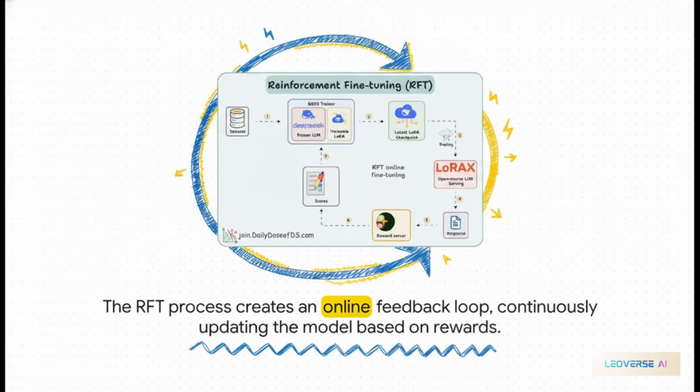Starting at step 4, the model that's out in the wild, our policy, generates a response. Next, at step 5, that response gets sent over to our reward server. At step 6, that server calculates a score. And finally, at step 7, that score is used as a signal to update the policy's weights. This entire loop just runs over and over, allowing the model to constantly learn and get better.